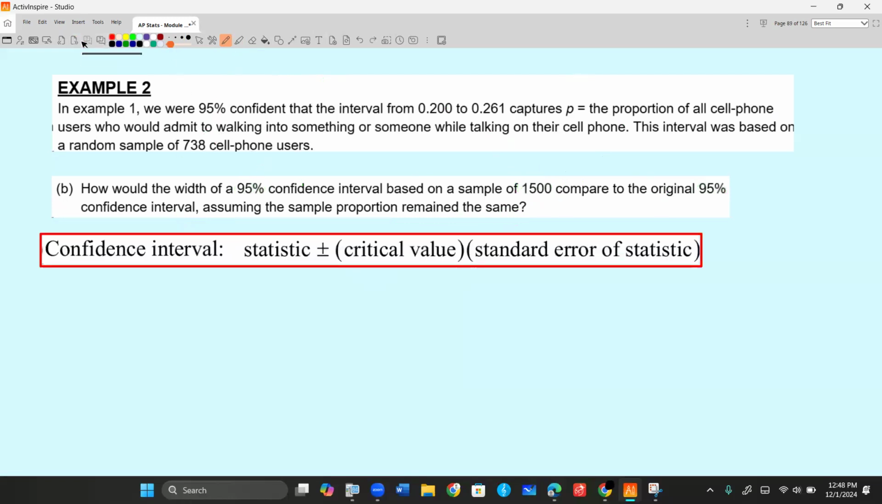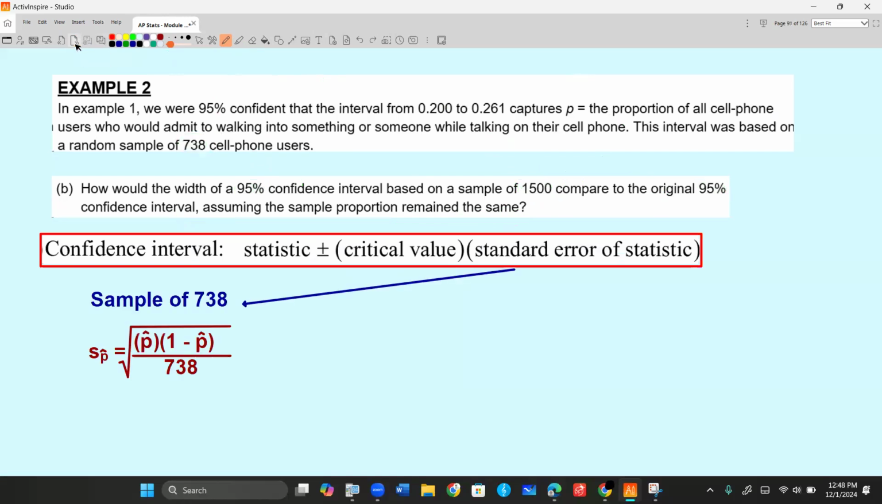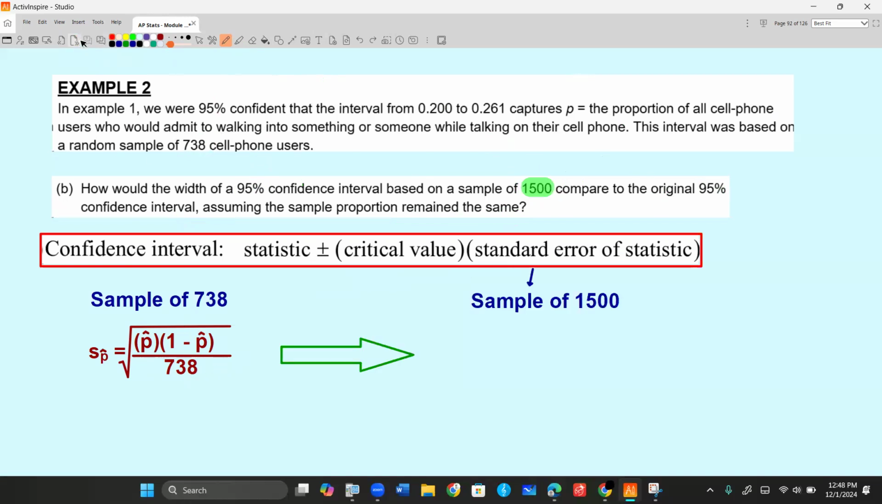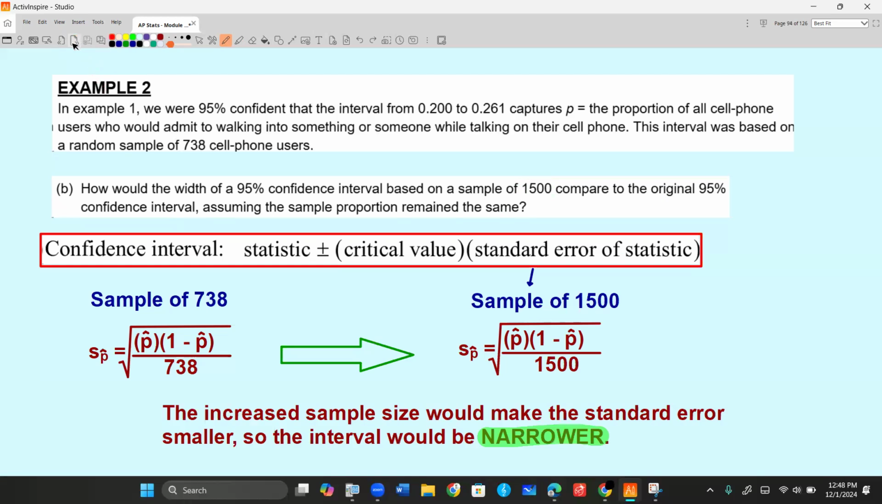Well, let's think about the formula. So this is going to affect your standard error. So if I plug in 738, I don't know my sample proportion right now, I don't really care. But let's say I divide by the square root of 738. Now what's going to happen is if I increase that to 1500, I'm dividing by a larger number. So as a result, it's going to make my standard error smaller, which means my interval is going to be narrower.